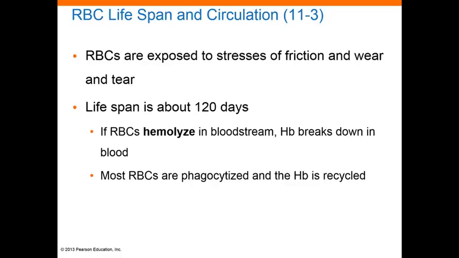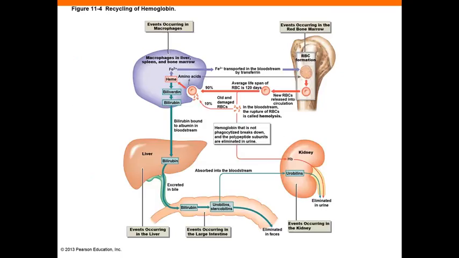If red blood cells hemolyze, or burst open into the bloodstream, the hemoglobin breaks down and the kidneys will filter it out and excrete it in urine as waste. However, most red blood cells are phagocytized in the liver, spleen, and bone marrow, and then the hemoglobin components are recycled. And that's what's being demonstrated in this figure. There's 3 steps to hemoglobin recycling.